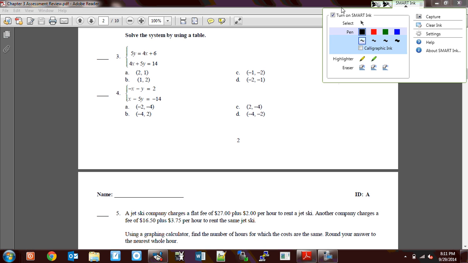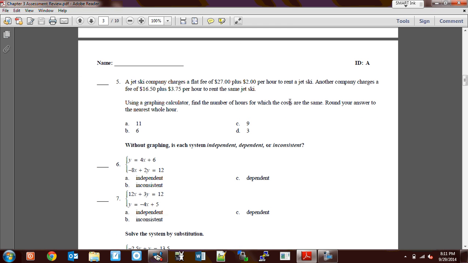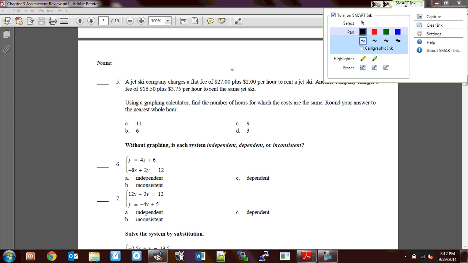It says a jet ski company charges a flat fee of $27 plus $2 per hour to rent a jet ski. Another company charges a fee of $16.50 plus $3.75 per hour to rent the same jet ski. So now we're going to have to come up with 2 equations to graph and then find the intersection of the 2 lines. To do that, we have to use the information given.